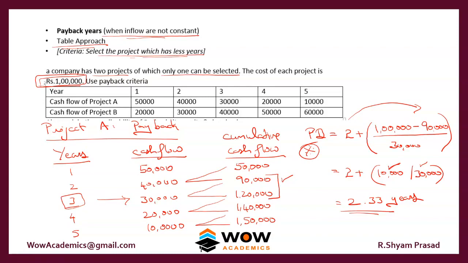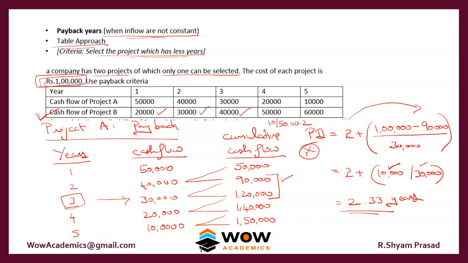So that's how this works. Ensure that you understand. For project B, you try to do the answer. If you want, I will tell you how the answer would be. Without even doing the problem, we will try to see how it works. For example, 1 lakh has been invested. You have recovered 20 in the first year, 20 plus 30, 50 in the second year, 50 plus 40, 90 in the third year. How much do you still have to recover? Just 10,000. So 10,000 divided by 50 gives you 0.2.